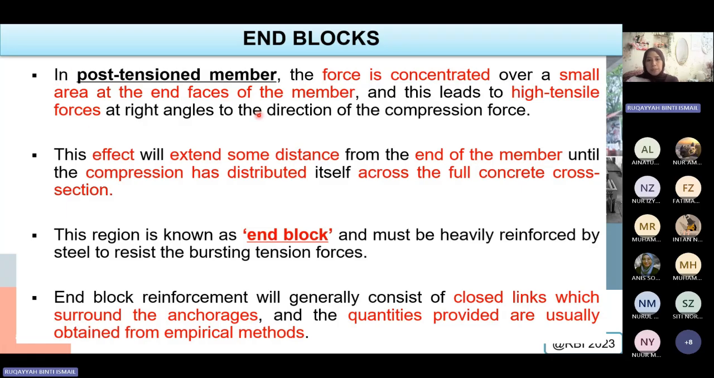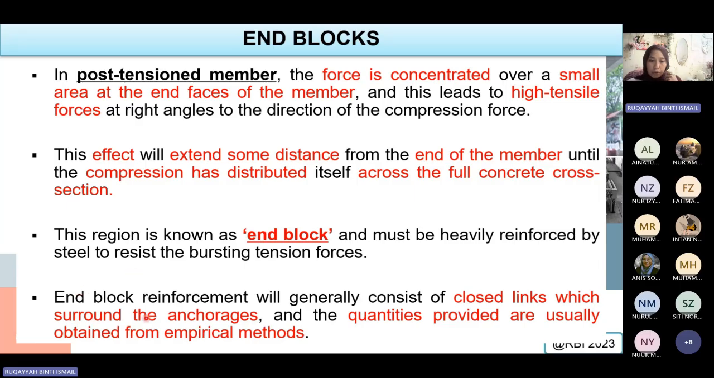So in a post-tension member, the force is concentrated over a small area at the end faces of the member, and this leads to high tensile forces at right angles to the direction of the compression force. These effects will extend some distance from the end of the member until the compression has distributed itself across the full concrete cross-section. This is what we mentioned, that the concentration will be at the end. This region is known as the end block, and must be heavily reinforced by steel to resist the bursting tension forces.